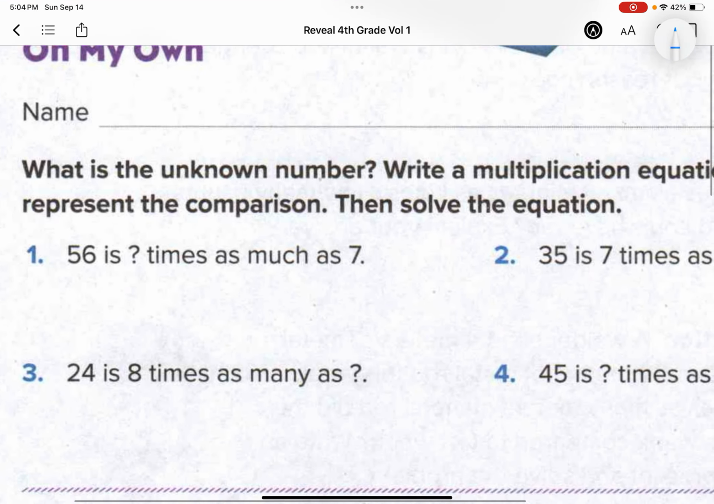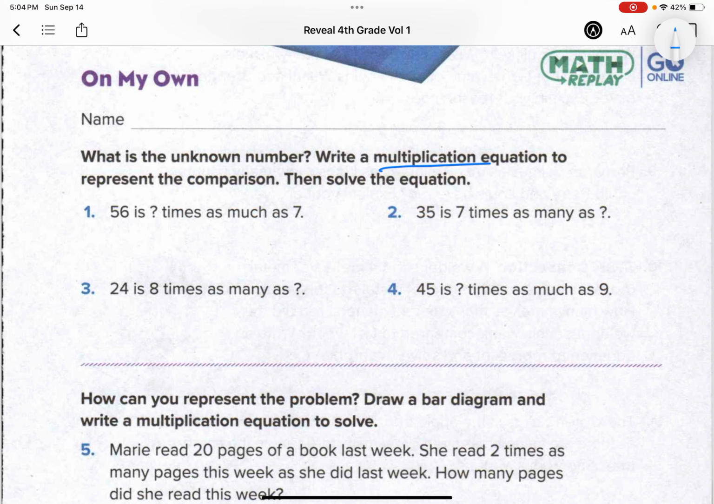Our directions are: what is the unknown number? Write a multiplication equation to represent the comparison, then solve the equation. So it's not just telling us what the answer is, but we need to write that equation as well. In our first part, we have 56 is, and remember, is always means that equal sign, C, or whatever variable we want, times as much as 7. So we have 56 equals C times 7.